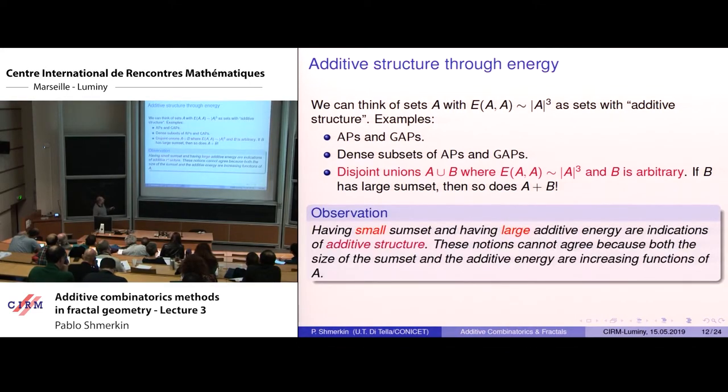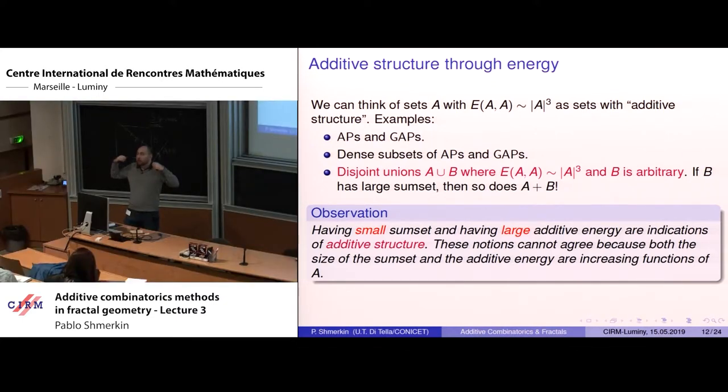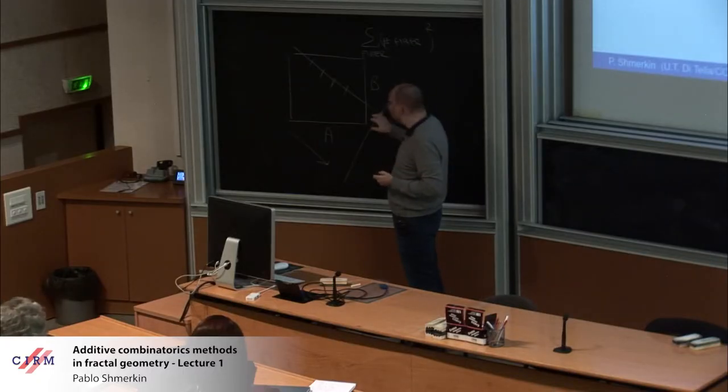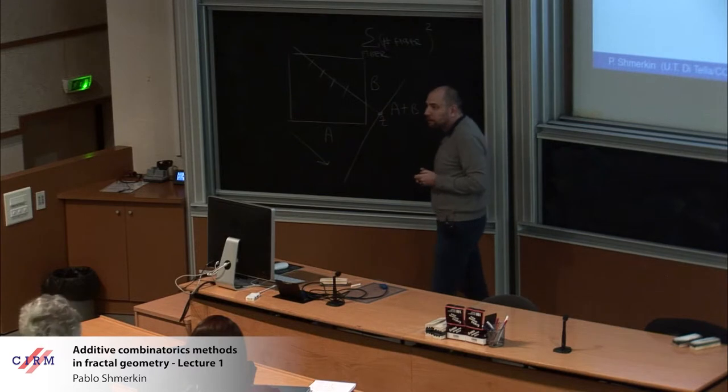Another way of seeing why these two concepts of additive structure cannot be the same concept is that both additive energy and the size of the sumset are monotone functions of the set. If you have a larger set, all these numbers go up. One question. Yes. A cubed. Having additive structure means that the set has few fibers with many elements. The way to make the sum of the squares big is by having few fibers which are big. And here you sort of see the connection to the sumset because there is a fiber for each element of the sumset.